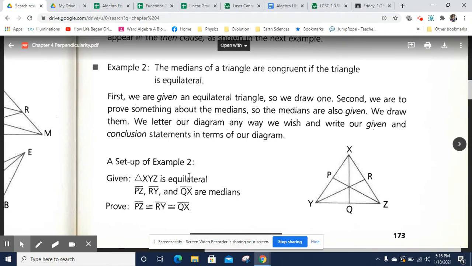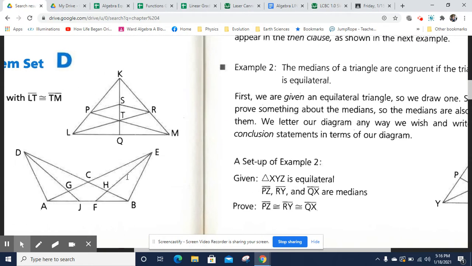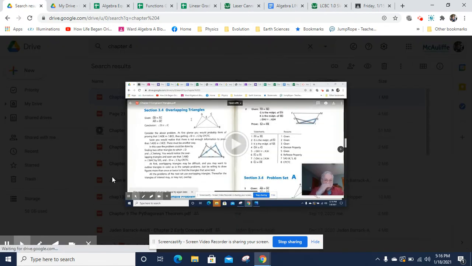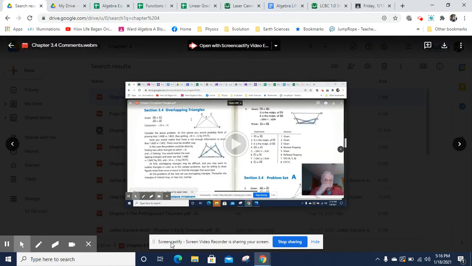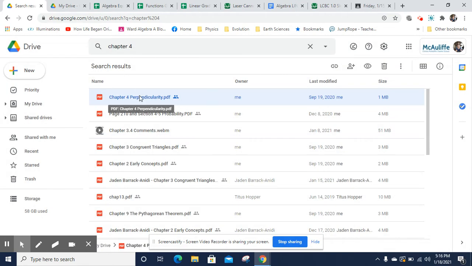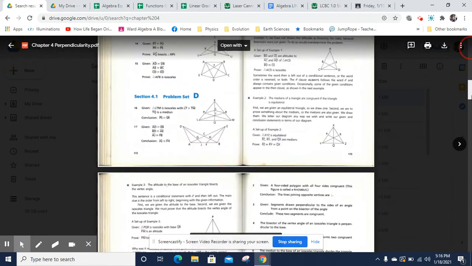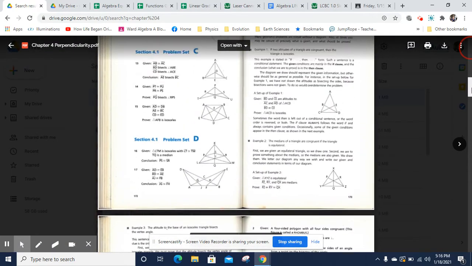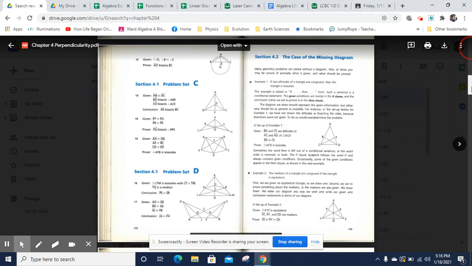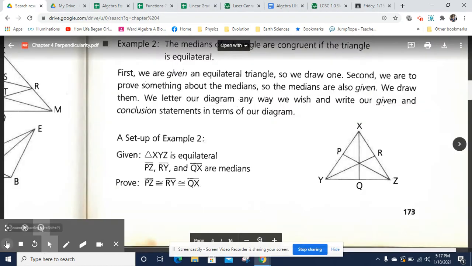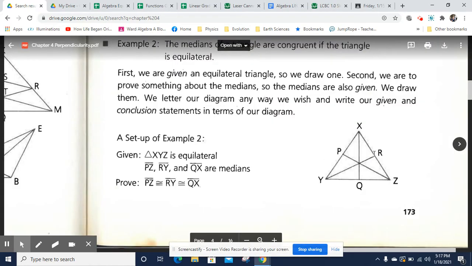So given it's equilateral, that means, and then given that, oops, I didn't mean to do that. Let me back up for a second here. I ended up out of the chapter, not what I wanted. And we'll blow that up again. Okay, I'm back in the chapter where I wanted to be.